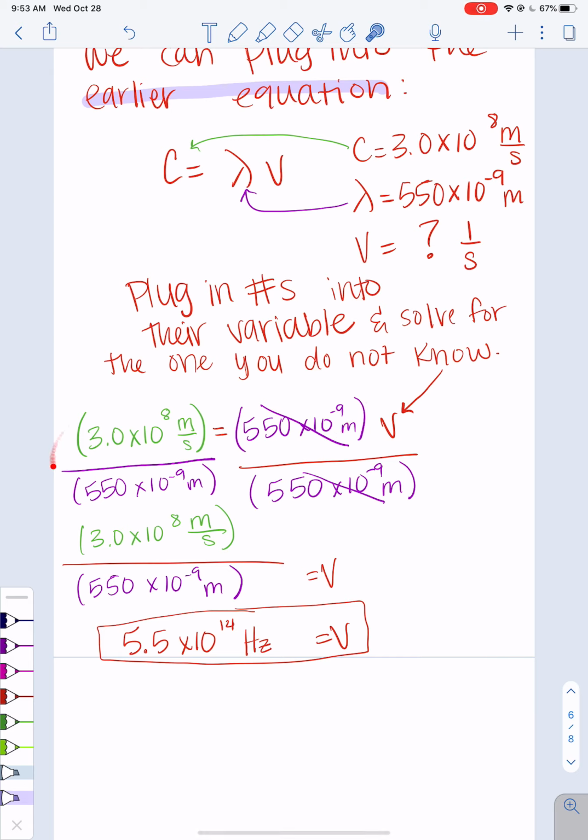This one, I just bring down and I say v equals 3 times 10 to the 8th divided by 550 times 10 to the negative 9. If you put this in your calculator, just the numbers in parentheses, this is the number that you will get. And remember, v stands for frequency, and frequency is measured in hertz or inverse seconds. They are the same thing.